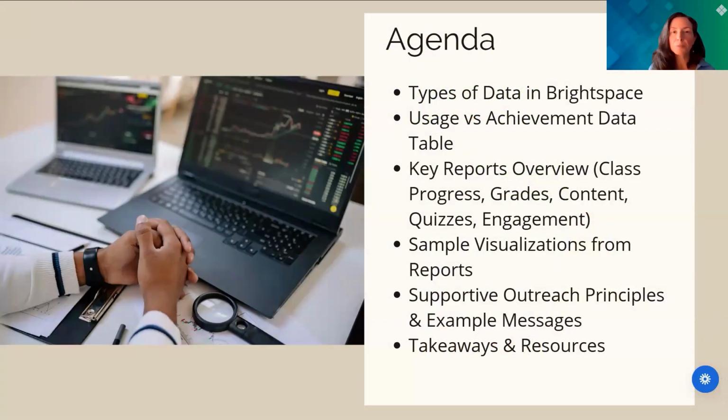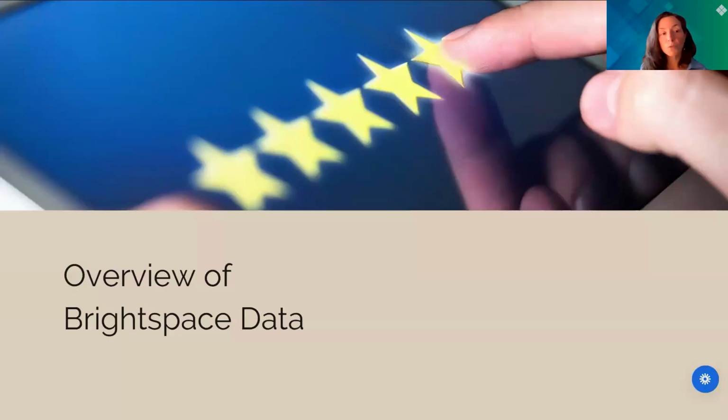We're going to talk about some types of data that are available in Brightspace, usage versus achievement data, for instance, key reports, what are some key reports that you can access, and maybe some visualizations from those reports, and looking at how you can give messages based on the data that you're getting. So let's start with an overview of Brightspace data.